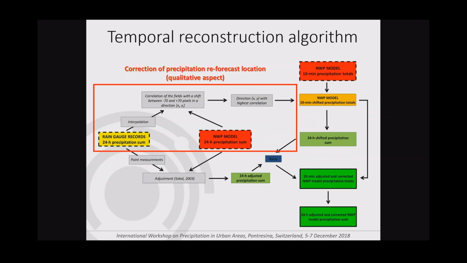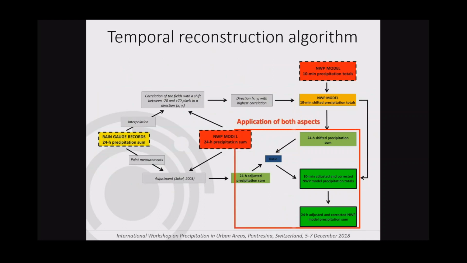in a moving window. For each, the model field is shifted pixel by pixel in the north, south, and east-west direction, and compared with the interpolated rain gauge field. For each model shift, we calculate the correlation coefficient from model pixels that are within the area of the Czech Republic, and the shift with the highest value of the correlation coefficient determines the final direction that is applied to all 10-minute precipitation totals.